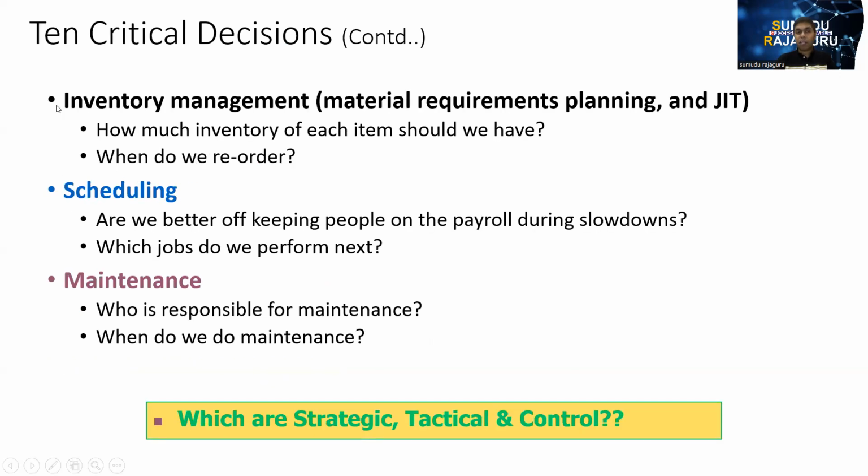Then inventory management is also a very critical decision, because based on inventory, a huge loss can happen to the organization. When we create inventory, we tie up money. So the questions are: how much inventory of each item should we have? When do we reorder? So reorder levels we also have to define. Then scheduling is another critical decision. Are we better off keeping people on the payroll during slowdowns? Which job do we perform next? That kind of scheduling activity we have to do day to day.